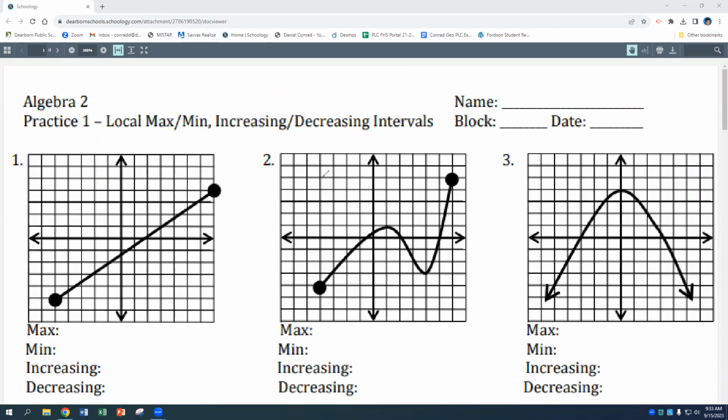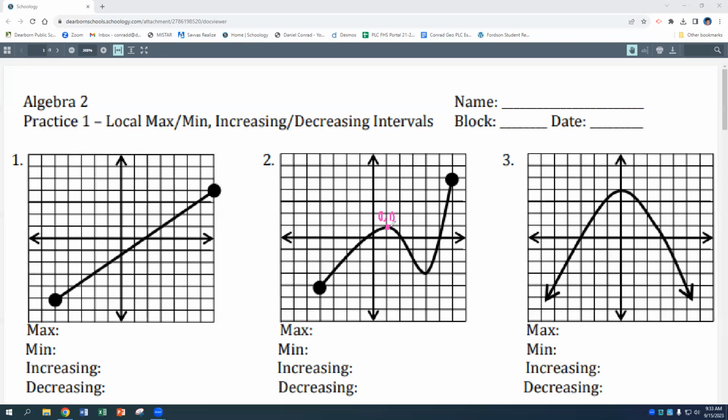So a relative max is when the graph goes from increasing to decreasing. So if we start on the left, the graph is going up, so it's increasing, right? Until we get to this point here. And then it goes to decreasing. So since it's going from increasing to decreasing, this is a relative maximum. And the coordinate for that is going to be 1, 1.